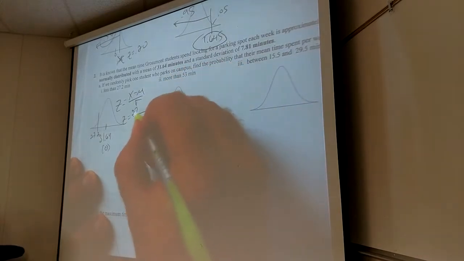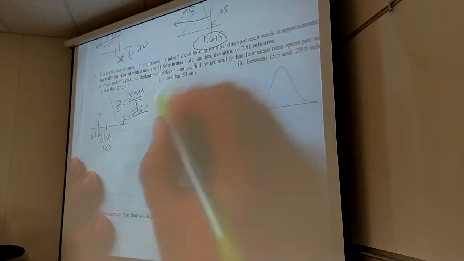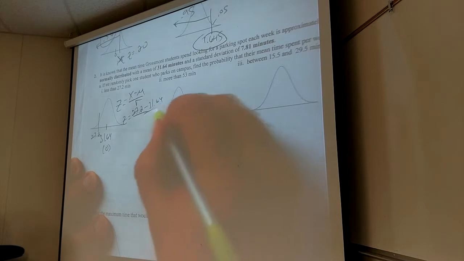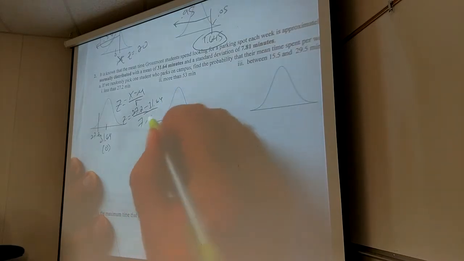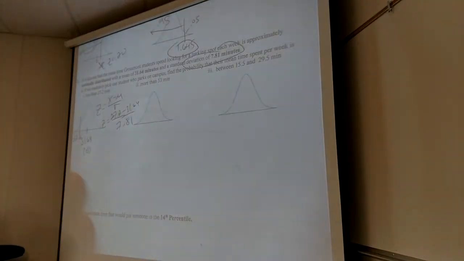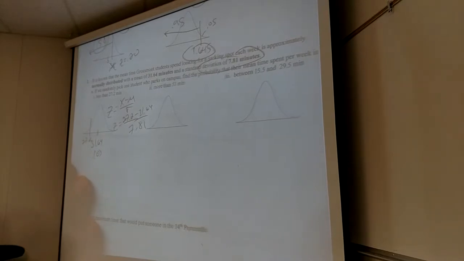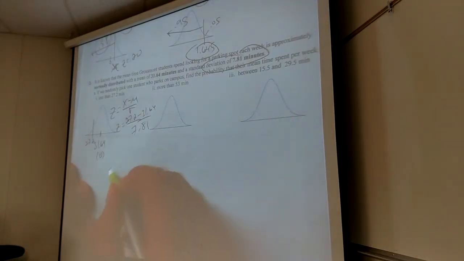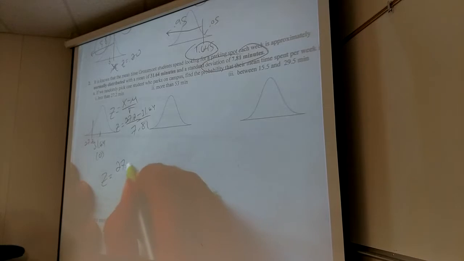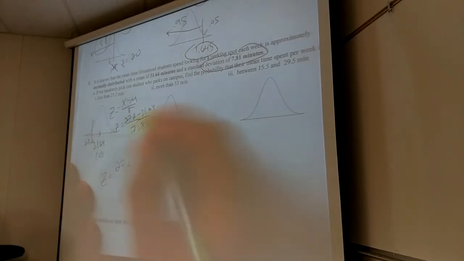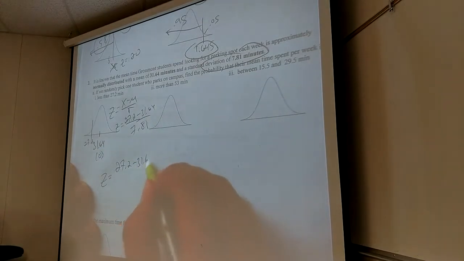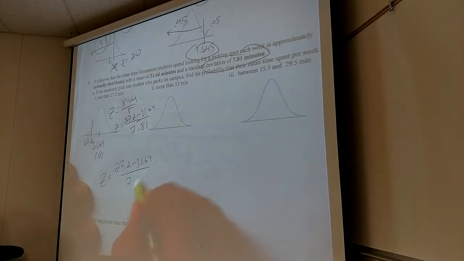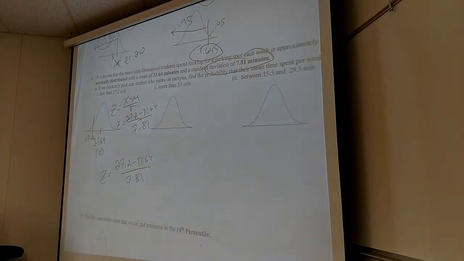27.2, that's the data point I'm curious about, minus the mean, 31.64, divided by 7.81, that's the standard deviation. Let me write that again. 27.2, that's the score I'm interested in, minus 31.64, that's the mean, divided by 7.81, that's the standard deviation. So do that for me.